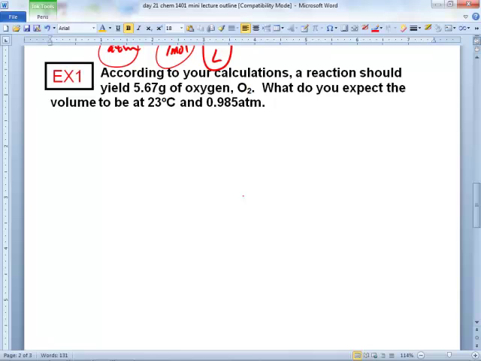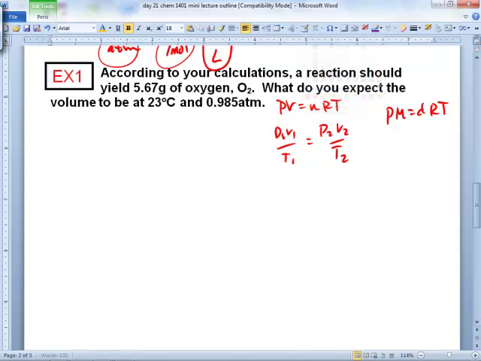Here's our first problem. Caroline, here's our first problem. According to your calculations, a reaction should yield 5.67 grams of oxygen. What do you expect the volume to be at 23 degrees Celsius, 0.95 atmospheres? Let's try to make your life really confusing here. I've got this one to worry about, and this one to worry about. Now I've got PM equals dRT. We could number them. So you don't have a 50-50 shot anymore. You have 1 out of 3.